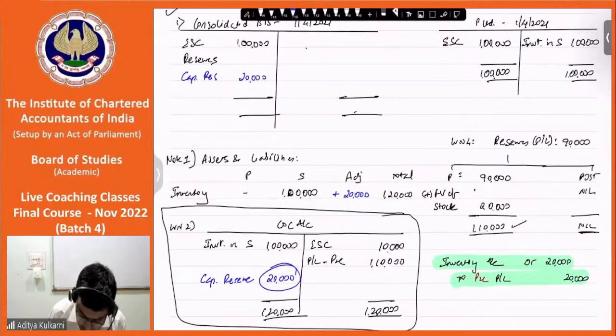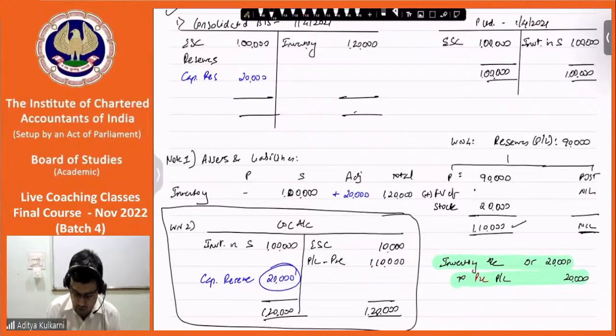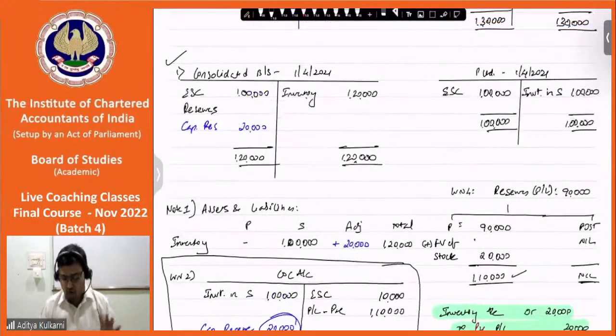And here you will be having inventory appearing at 1,20,000. This comes to 1,20,000. And that concludes your consolidated balance sheet. There is no mistake here. We have done everything absolutely correct. There is no harm, no mistake, nothing of this sort here.